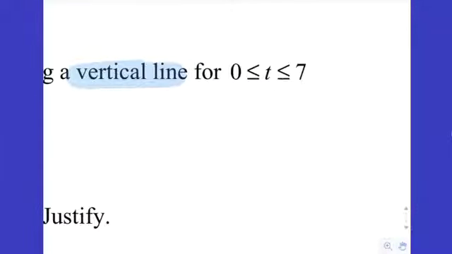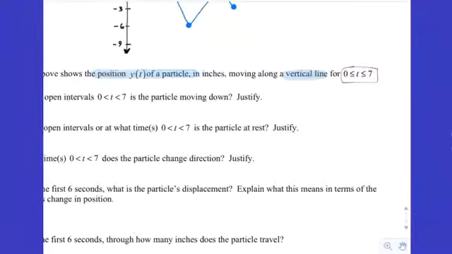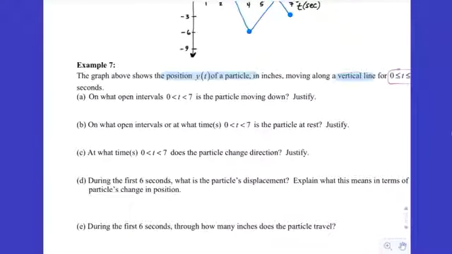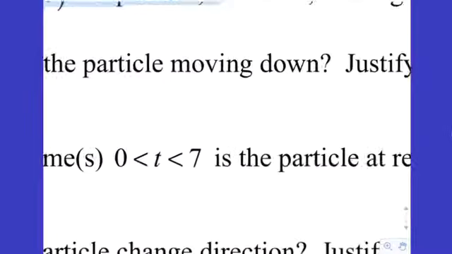For t equals 0 to 7. All right, so again, this is kind of meaningful. We're not looking to the left of 0. We're not looking to the right of 7. Everyone got it? And we're moving up and down or down and up on a water spout. Sweet. On what open interval is the particle moving down? Well, now, instead of moving left and right, we have up and down. So we're still looking at the velocity, right? When the velocity is positive, it's still moving in the positive direction, but it's not right in this case.